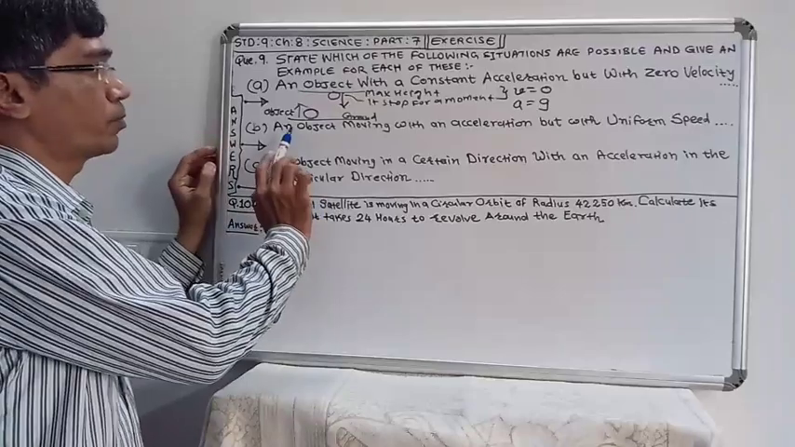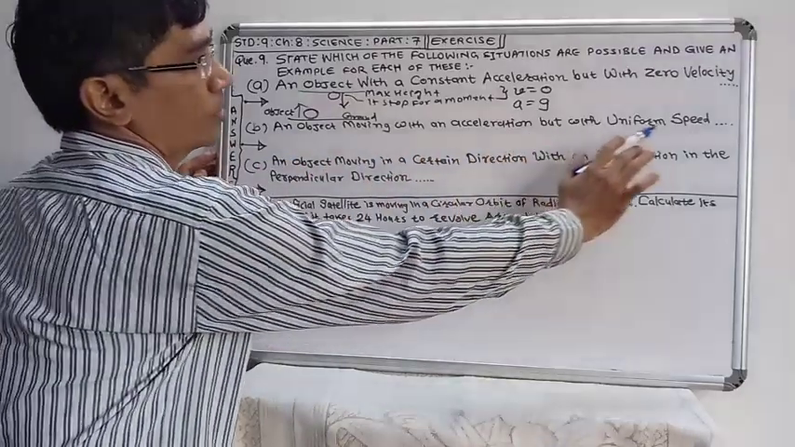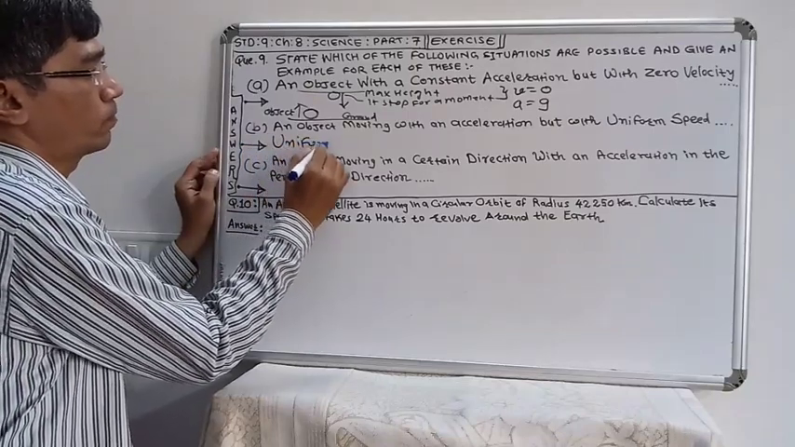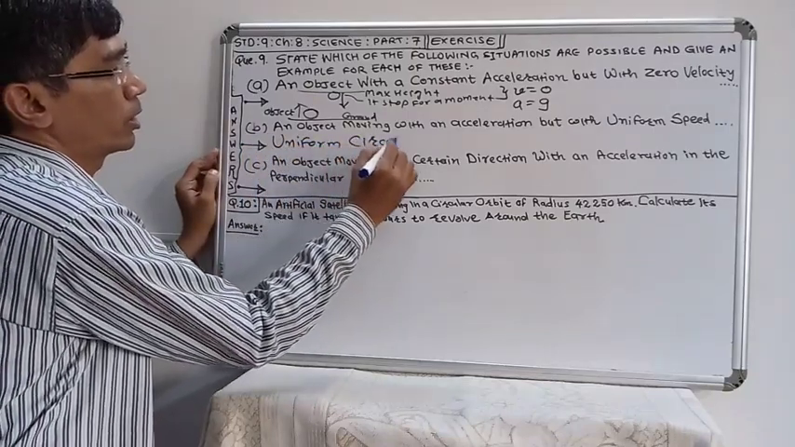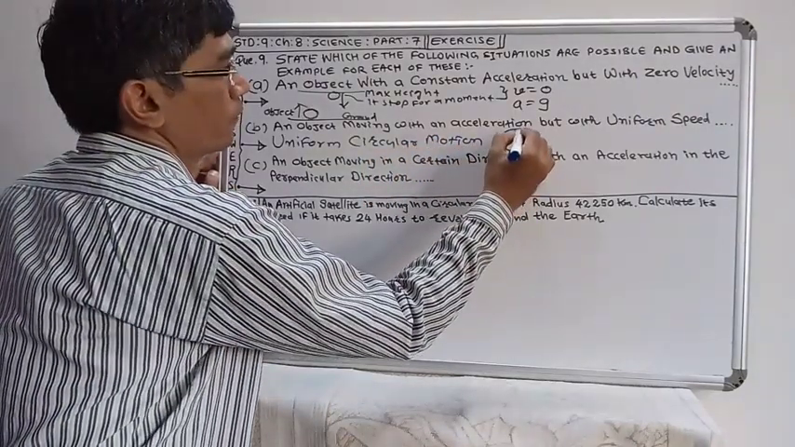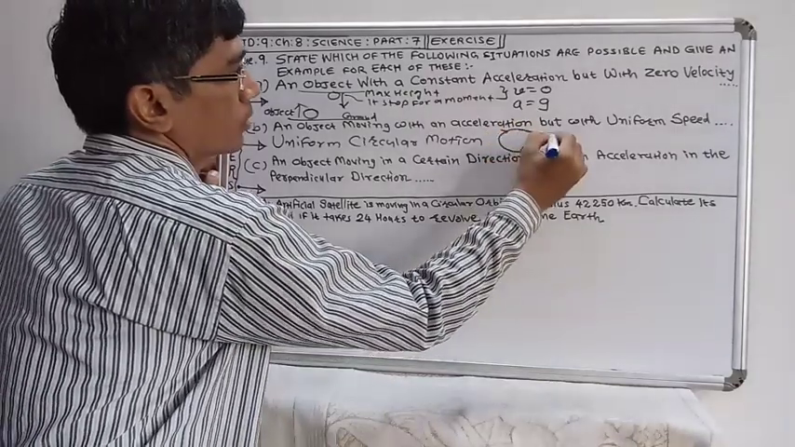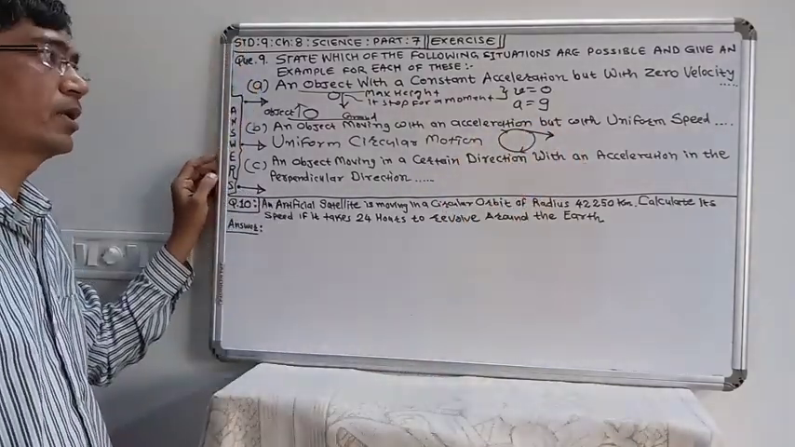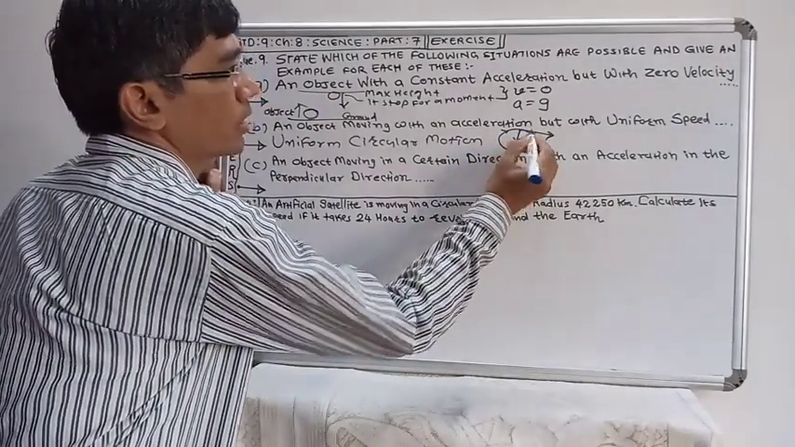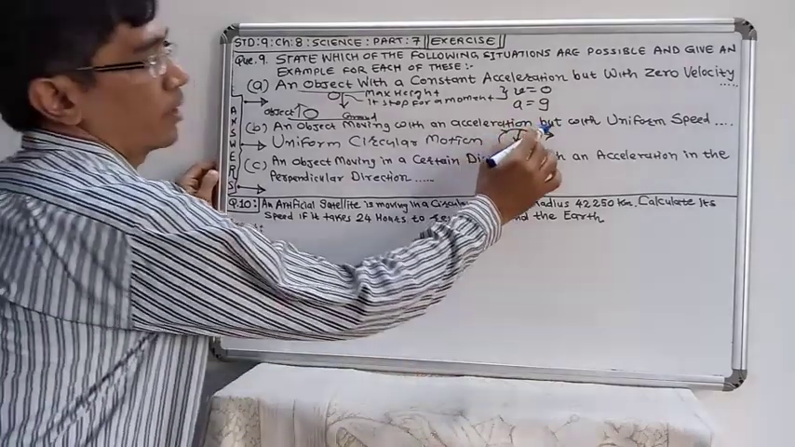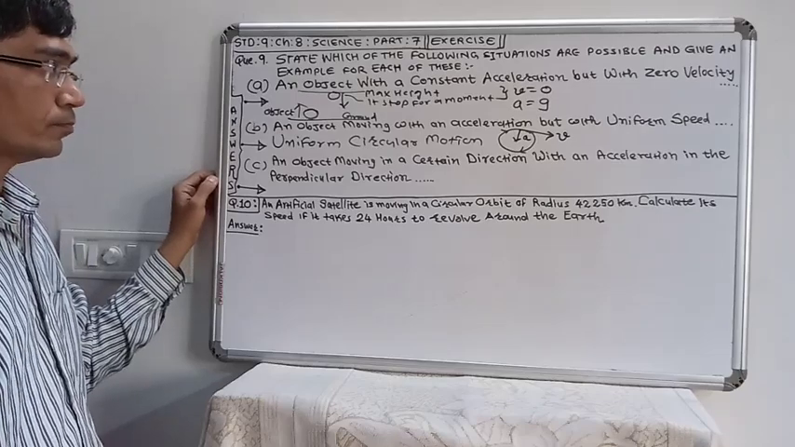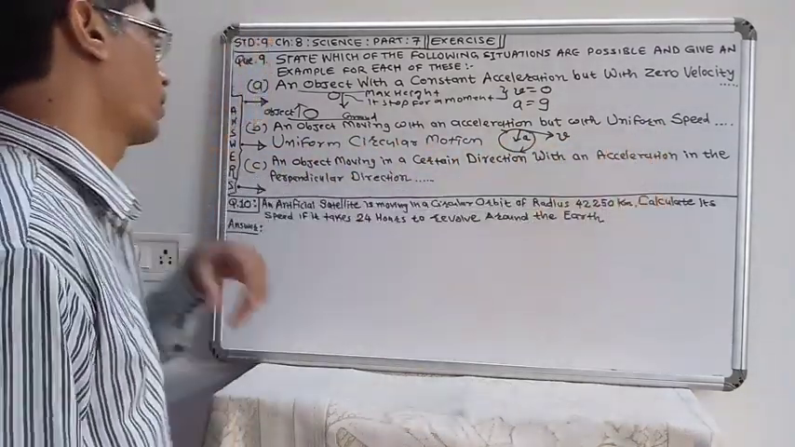Second, B, an object moving with an acceleration but with uniform speed. So here we can take the example of uniform circular motion. In uniform circular motion, when the object is moving, it has an acceleration towards the center. The acceleration is towards the center, and the speed is constant. It is the uniform speed. The value of the speed is uniform.